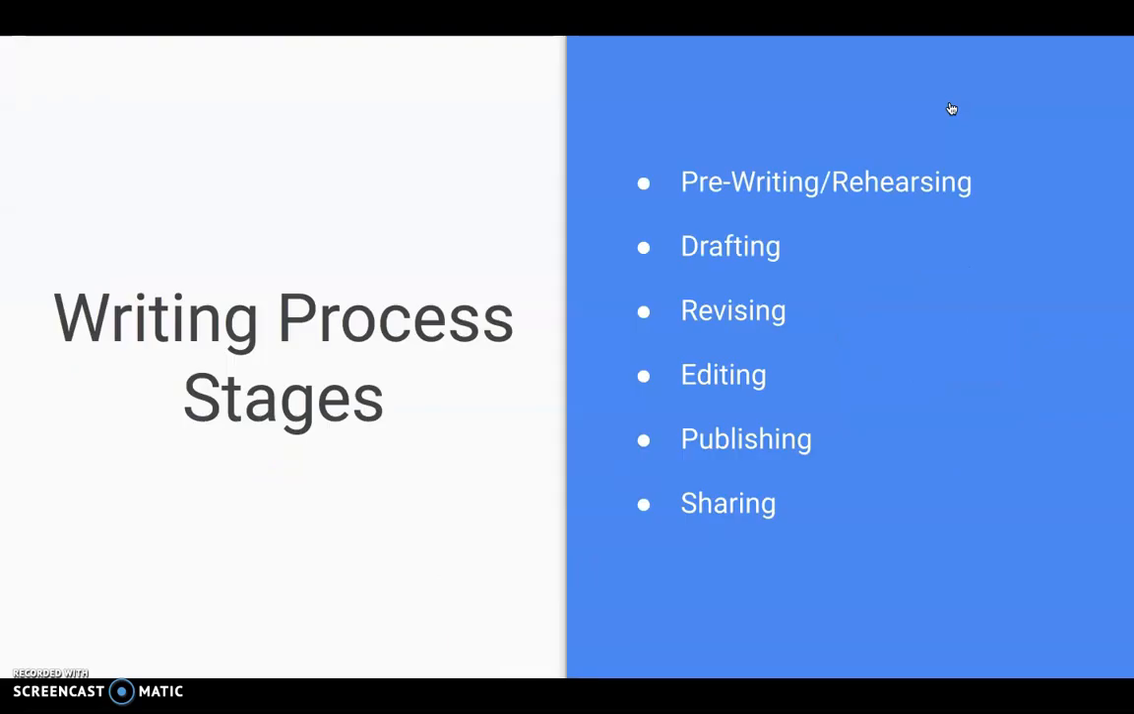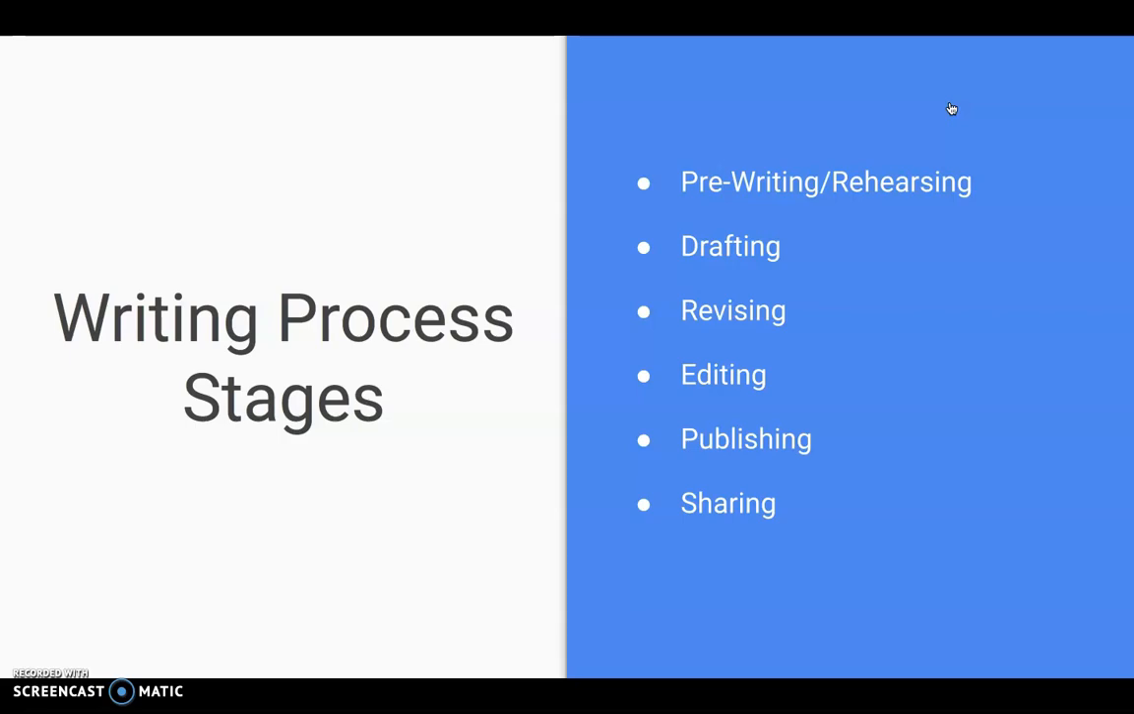The writing process stages. This includes pre-writing/rehearsing, drafting, revising, editing, publishing, and sharing. In the pre-writing/rehearsing stage, we brainstorm and plan. In the drafting stage, we get our thoughts down on paper. During the revising stage, we look over a draft and make changes, whether that is adding something new, moving something around, or taking something away.